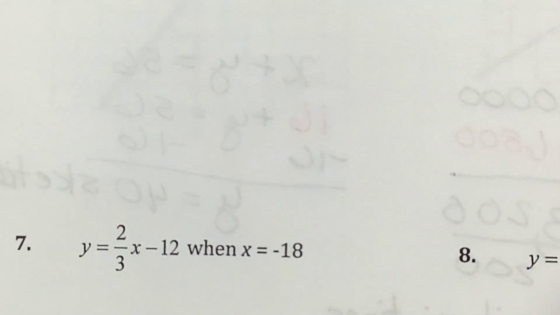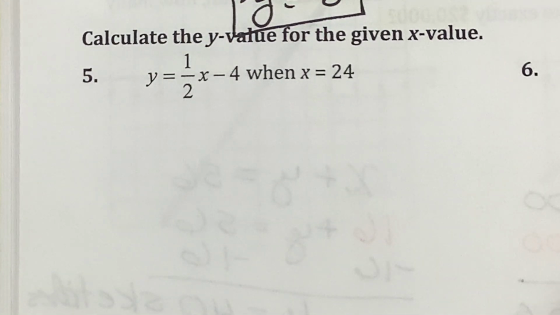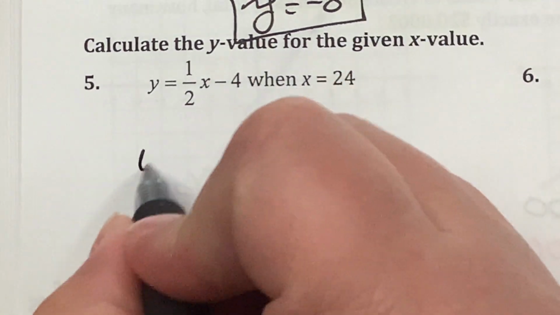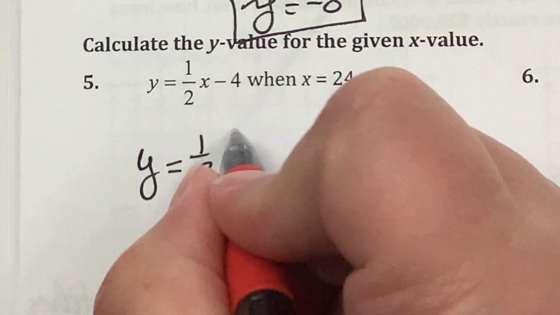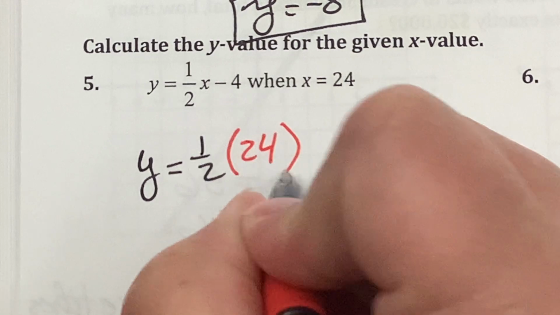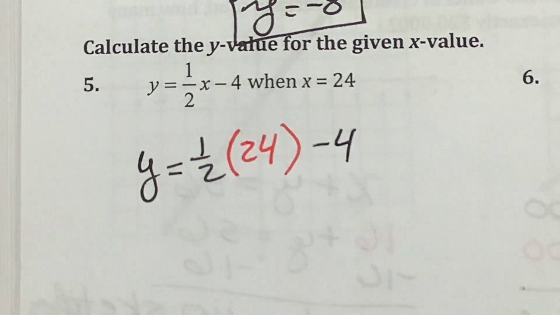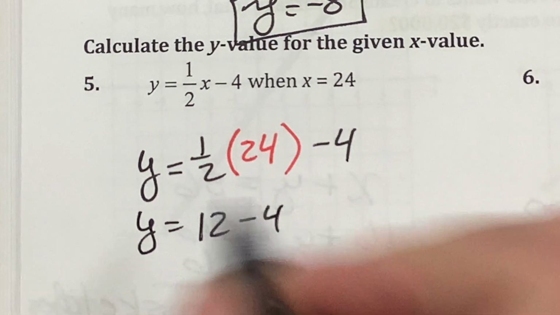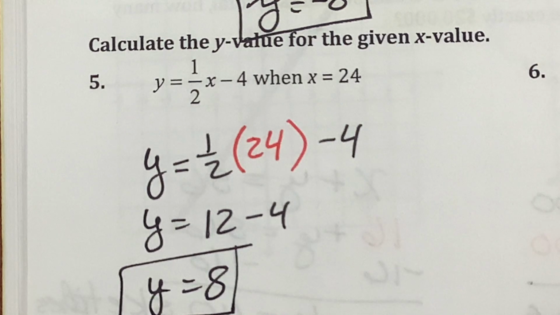Okay, calculate the y value for the given x value. Well, this is just what we were doing, except now, ew, cooties, fractions. All right, so y equals 1/2 times 24 minus 4. Well, let's see, half of 24 is 12, so this isn't nearly as bad as it could have been. y equals 12 minus 4. 12 minus 4 is 8. y equals 8. Not too bad.